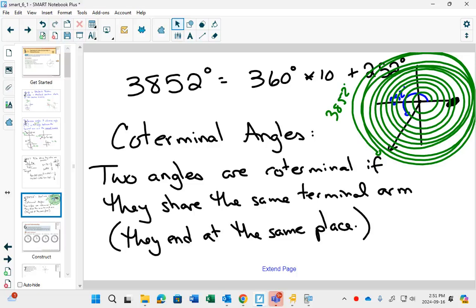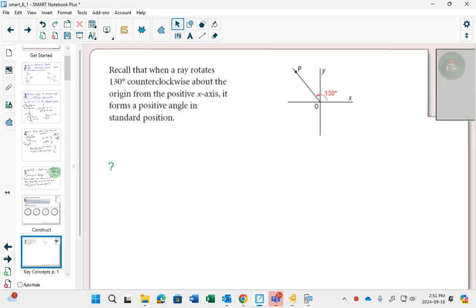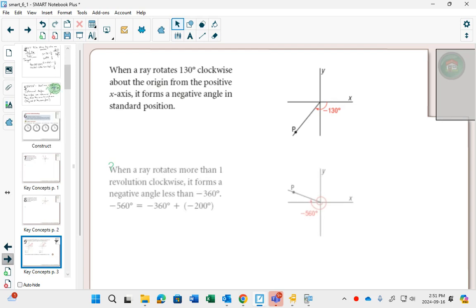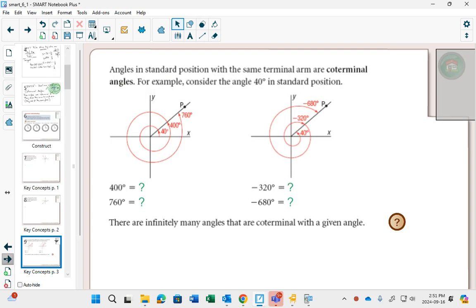So this is the idea of two angles being coterminal. And if you turn the page to 468, they have the definition officially. Page 468, right in the middle of the page, they have this sentence, if you want to highlight it.